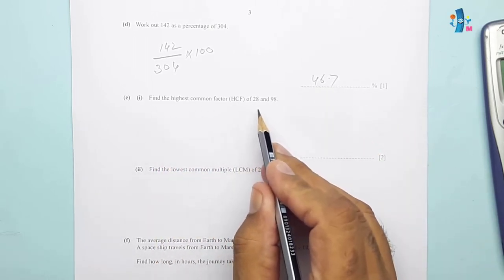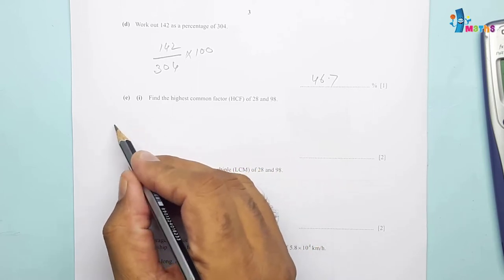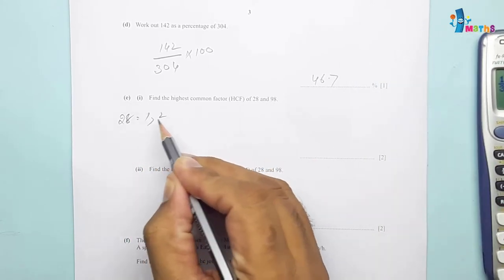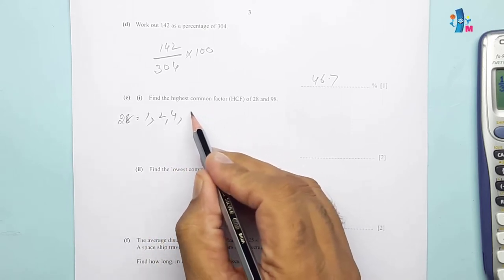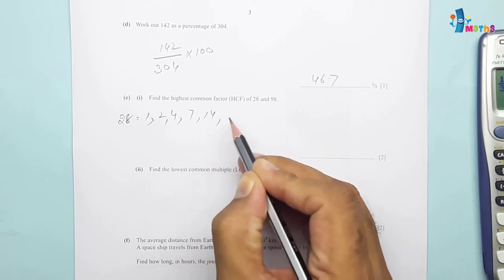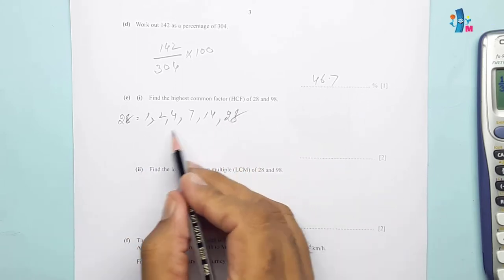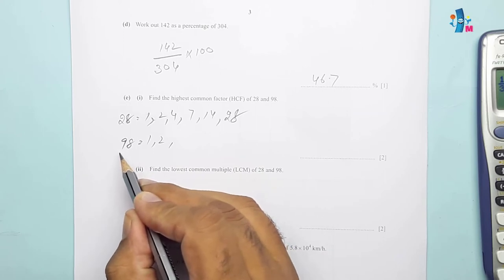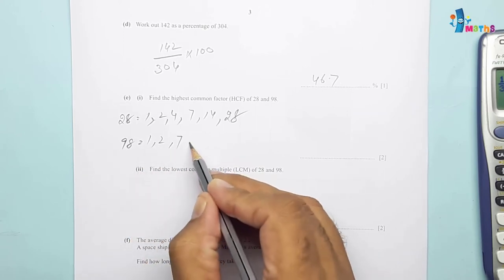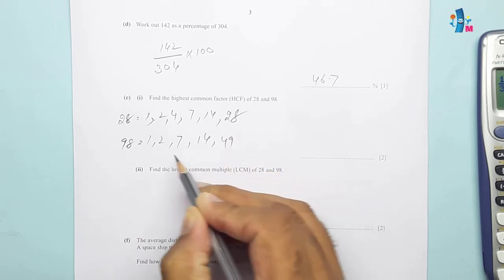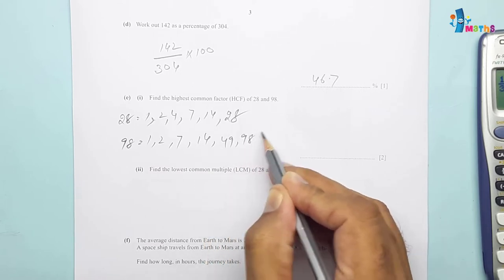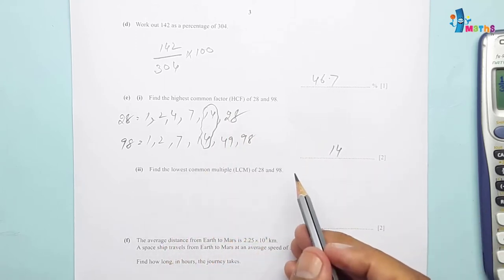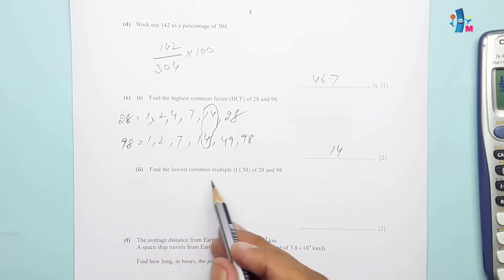Find the highest common factor of 28 and 98. So common factor of 28, we will write factors of 28 will be 1, 2, 4, and 7 also is dividing 28, 14, and 28. These are the factors of 28. Similarly, factors of 98 also we can write. This will be 1, 2, and this is divisible by 7 as well, and then 14 also, and 49 also. This is divisible by 49 and 98 as well. So this is the number which is common in both. So this will be the highest common factor basically.